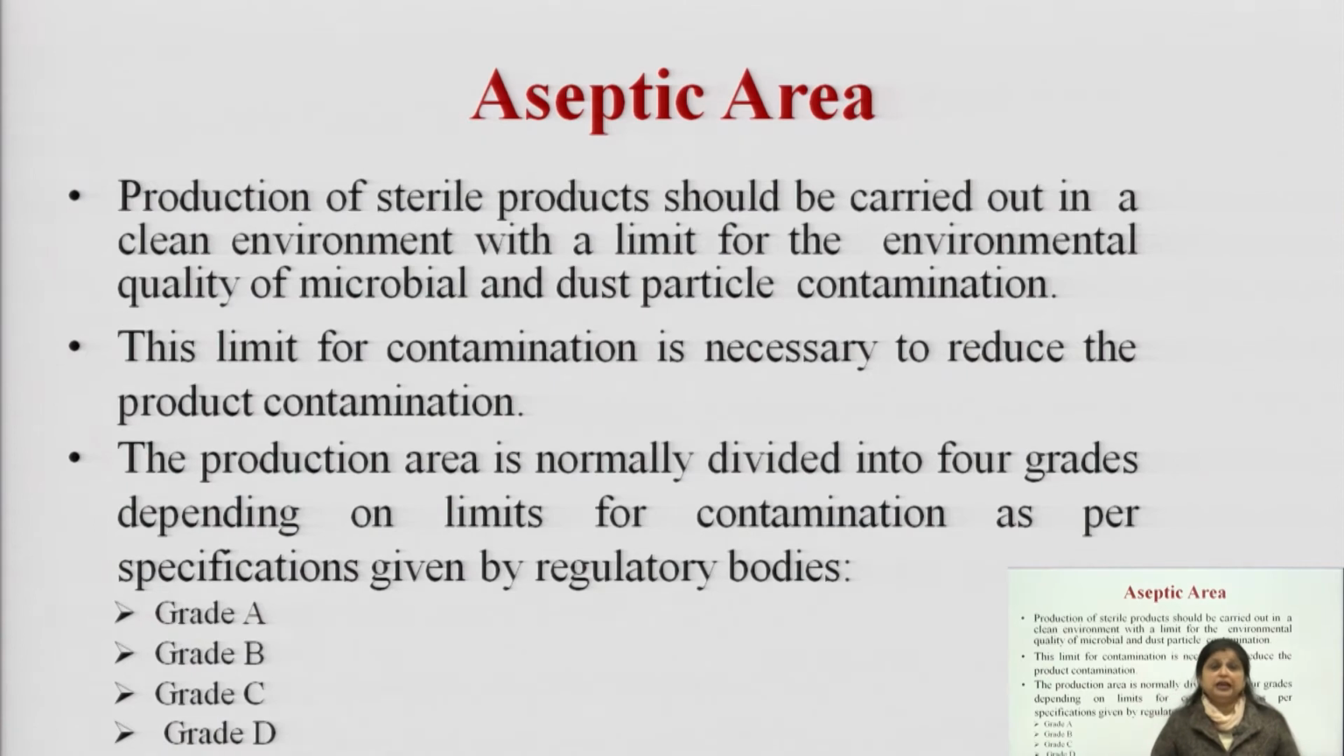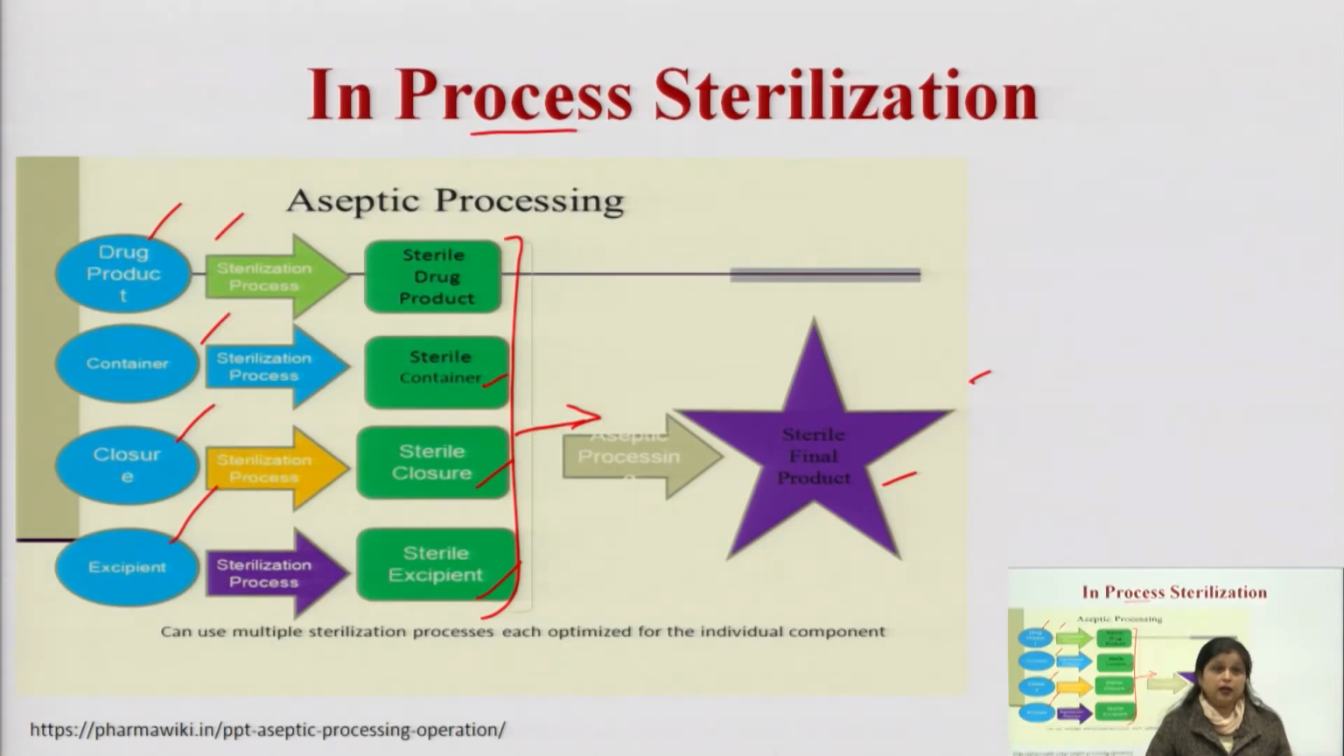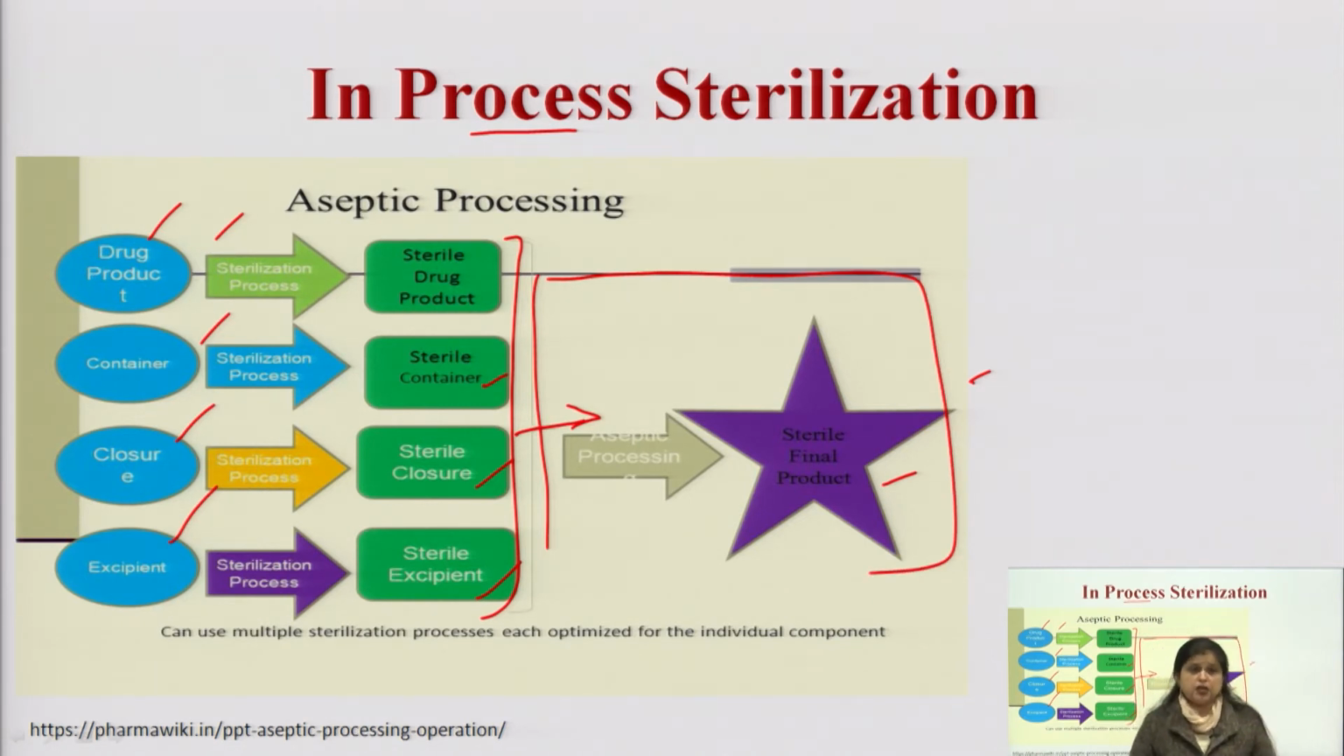Now, why do we need this kind of aseptic area and this kind of sterilization? Because in process sterilization can be carried out only in the aseptic area. An aseptic area is an area that is free from microorganisms. So we need to design such an area if we want to work in microbial labs, or in an industry in which we have to prepare parenteral products.